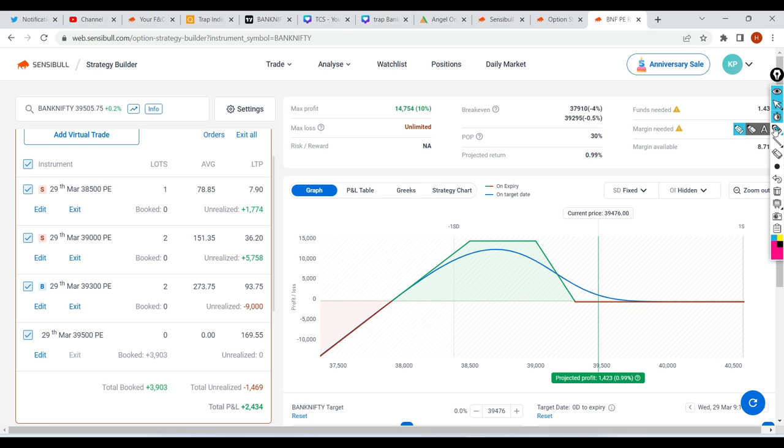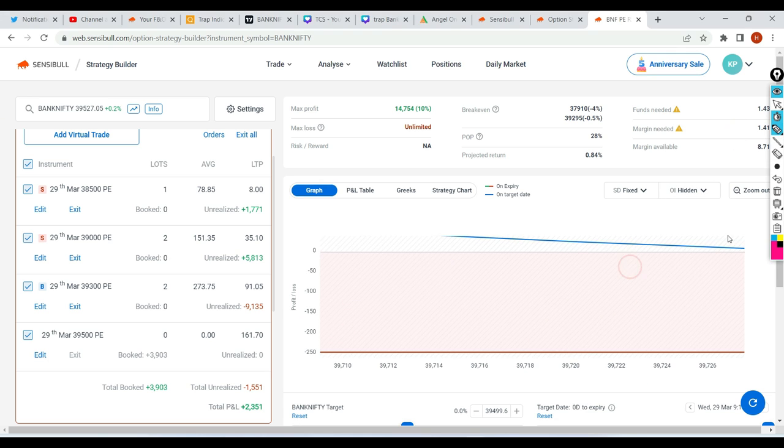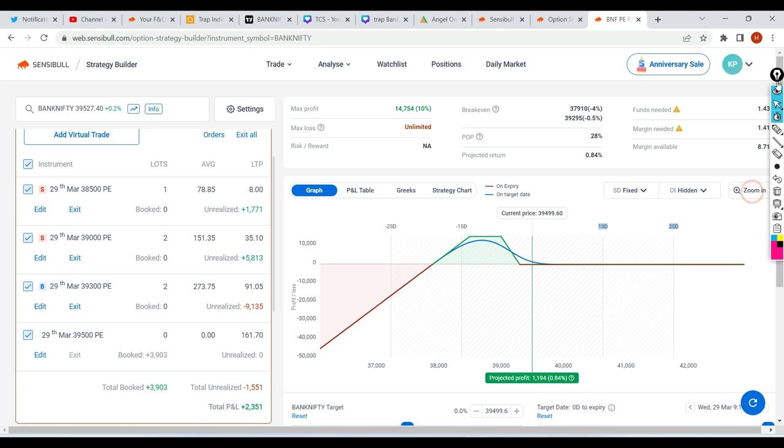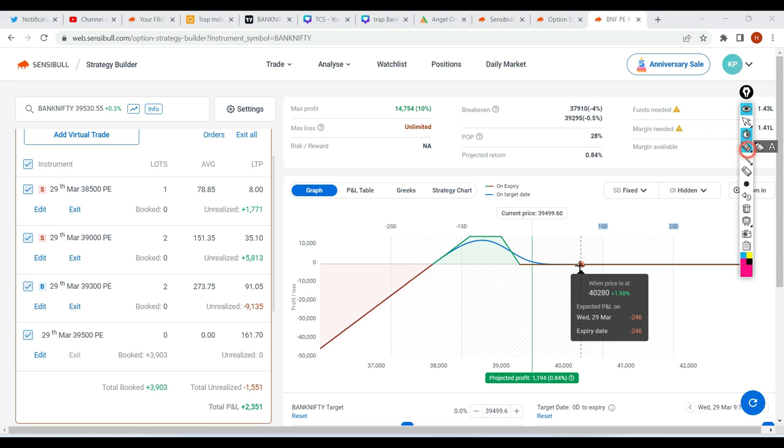Okay, so what did we learn from this trade? Even if Bank Nifty goes, one second, guys. Okay, my bad. One second, guys. Not sure why this is not working.